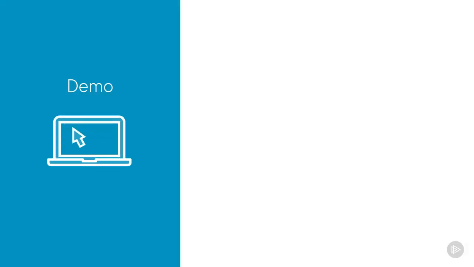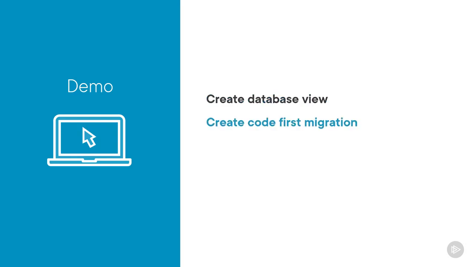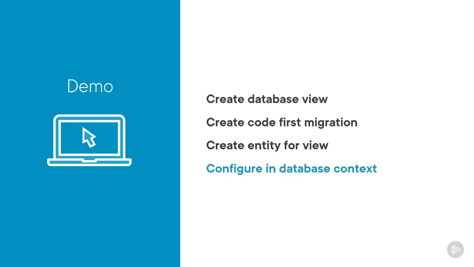In this demo, we'll take a look at how to map the query that we just saw to a database view. And just like we did for stored procedures, we'll then create an empty Code First migration that we can use to publish that view to the database. And after this, we'll create an entity to contain the results returned from the view and then set up the mapping of this entity to the view in the database, which we'll do in the OnModelCreating method on the database context.